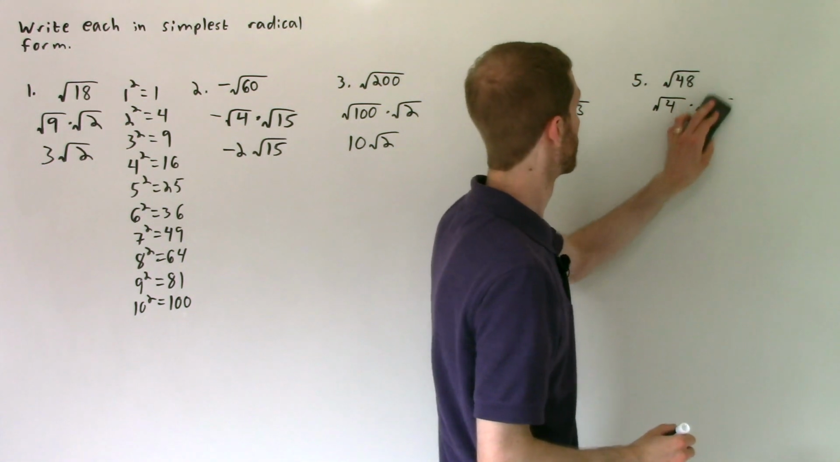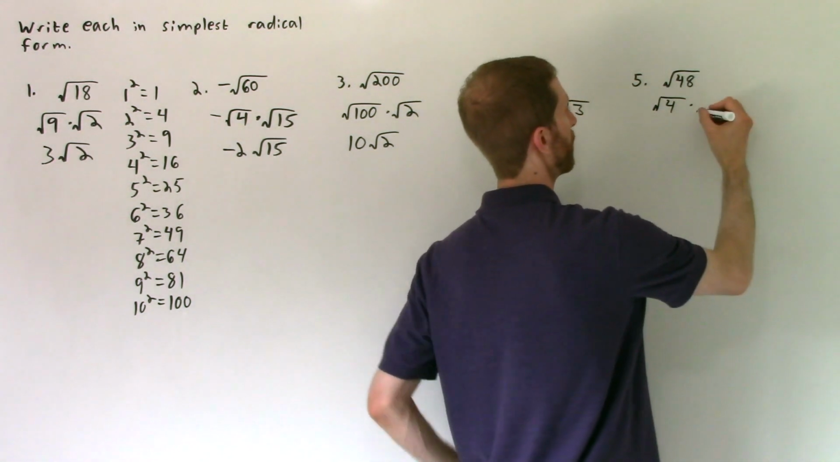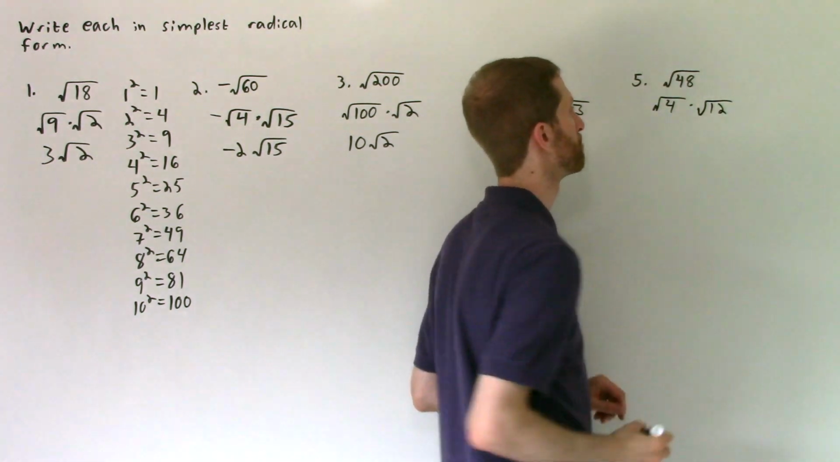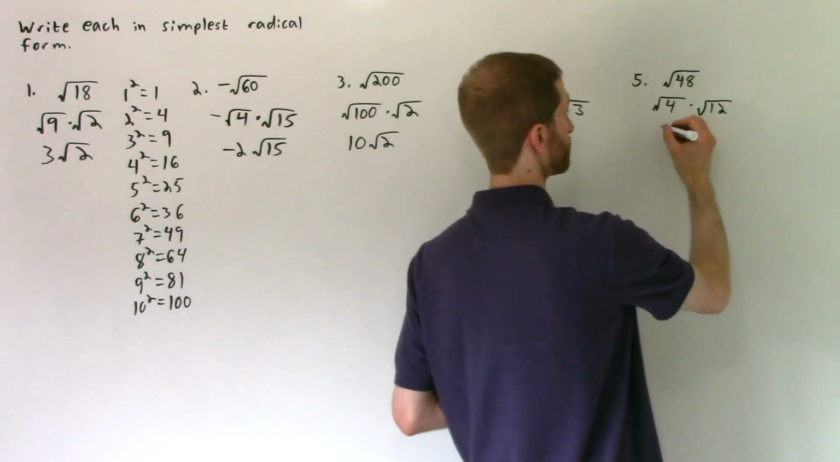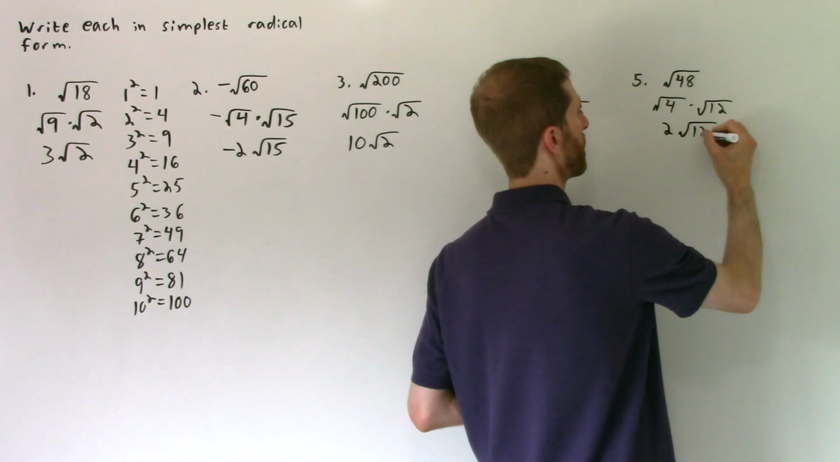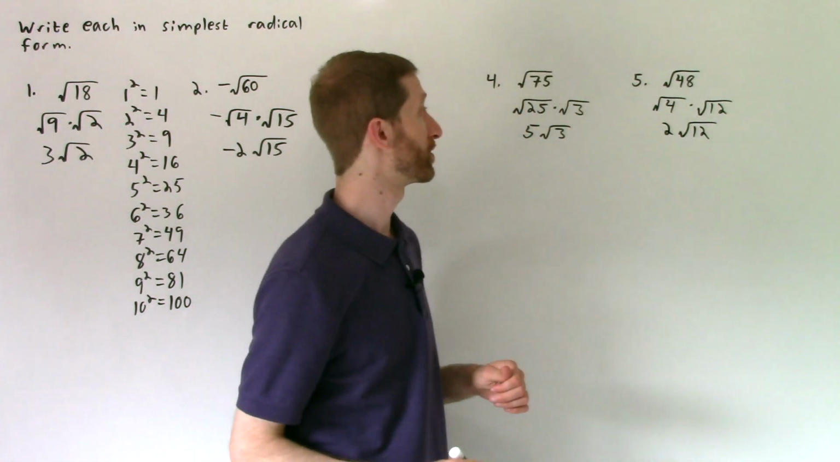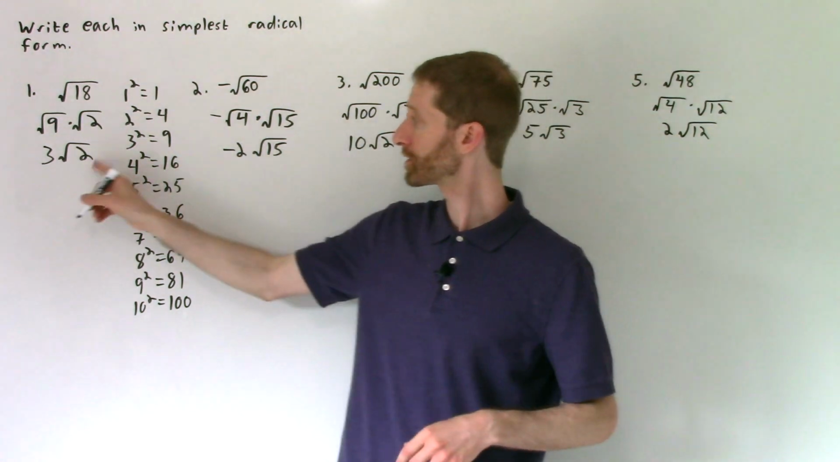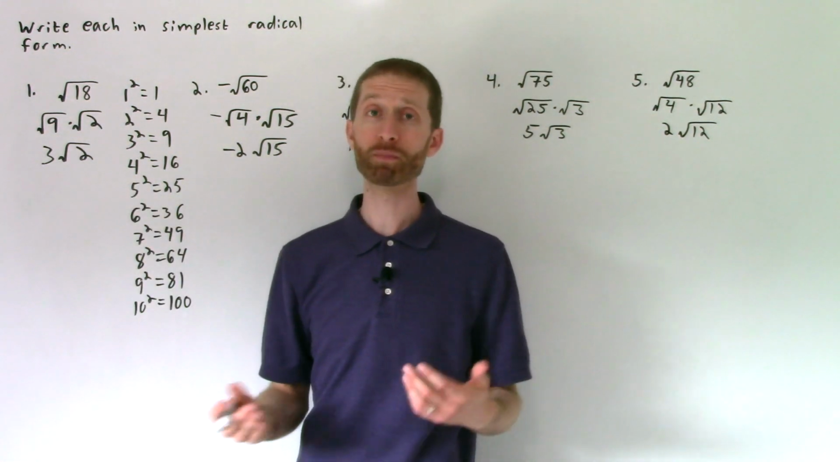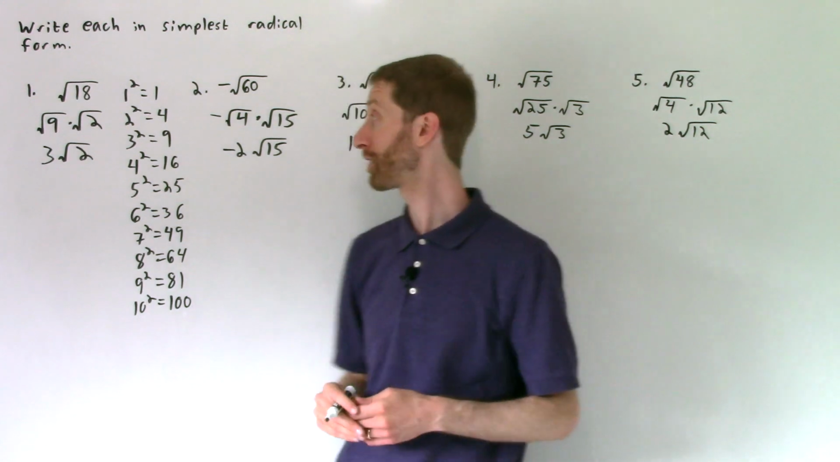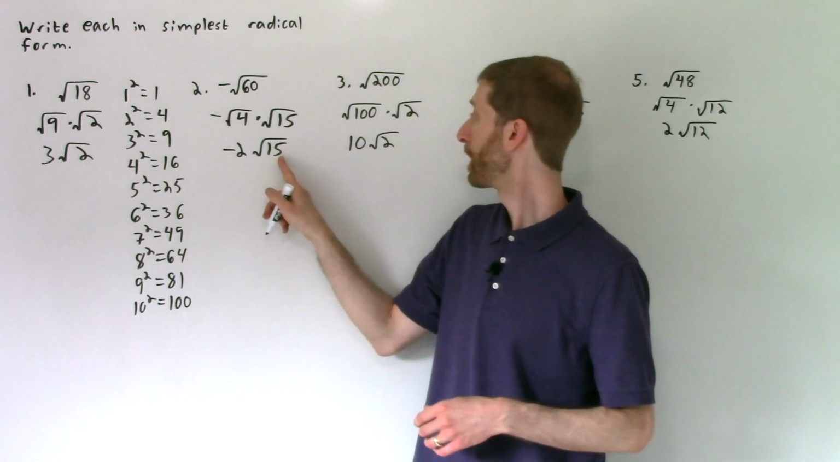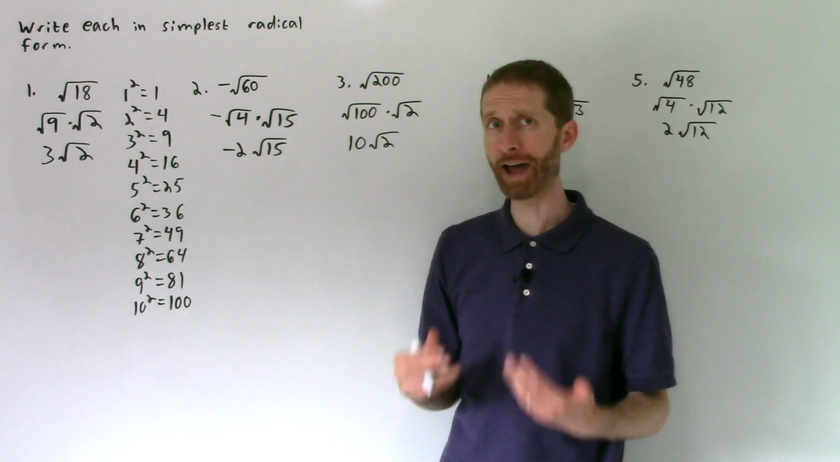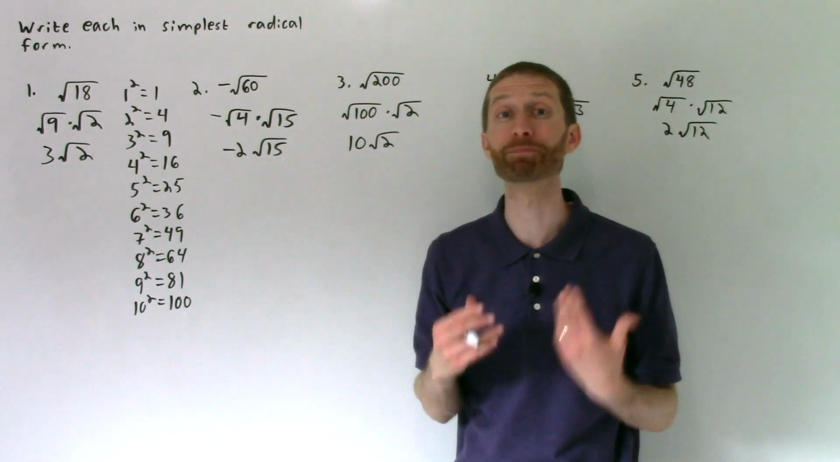Square root of 4 times the square root of 12, right? Because 12 times 4 is 48. Now the square root of 4 is 2. So we have 2 root 12, but don't ever stop and assume that you're done. These were all done because the numbers that we had left were prime numbers, or even if they weren't prime, like 15 is not prime, none of them had perfect square factors left in them, so we knew that we were in simplest form.